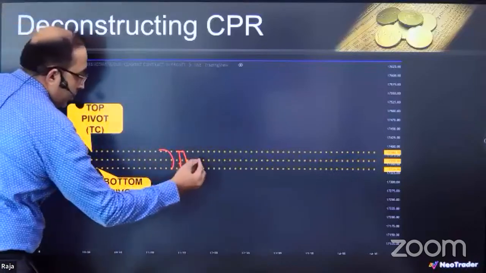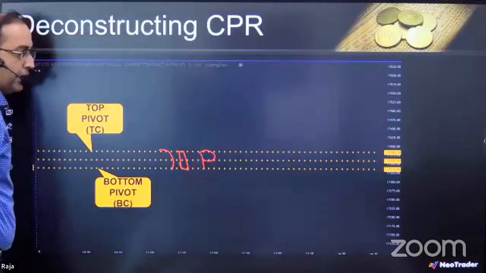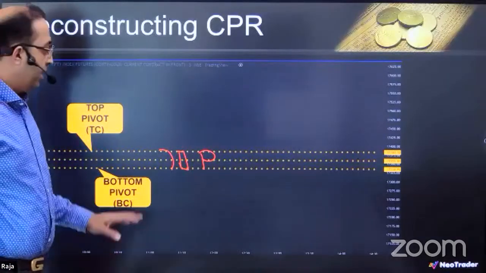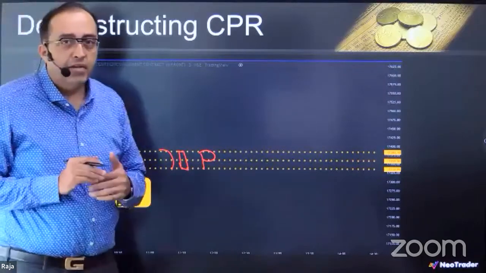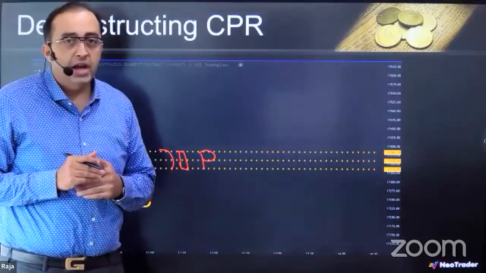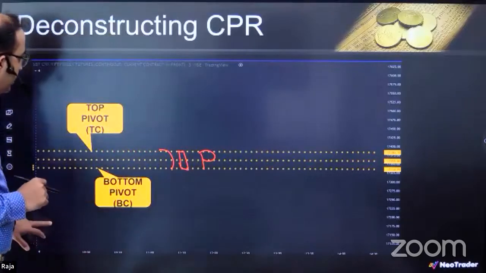At the center is your pivot, and the top pivot and the bottom pivot. So it's very effective to give us an idea of what can happen to the trend. So we'll go ahead and see that.